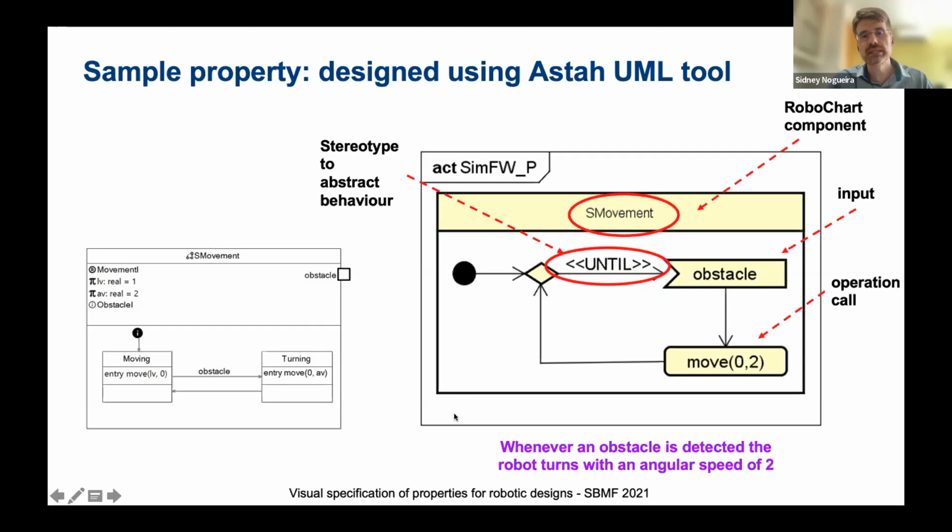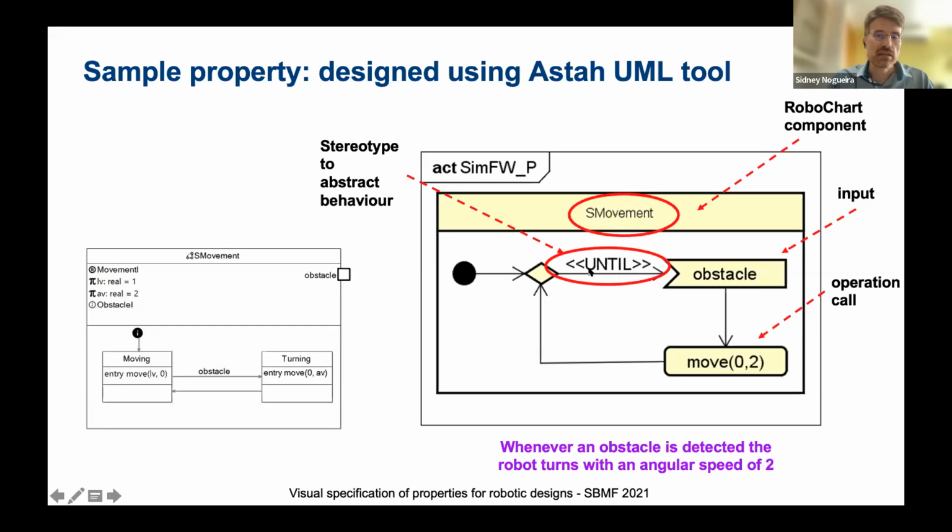Inside the swim lane, we have a very simple property that says it is a loop that expects an obstacle input event, and after this obstacle the property says it expects a call to the move operation with 0 and 2 as the values for the parameters. And before the obstacle, the behavior of the property is to accept any other event, any event that's different from the obstacle event.